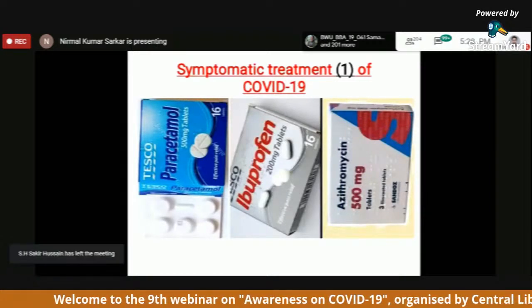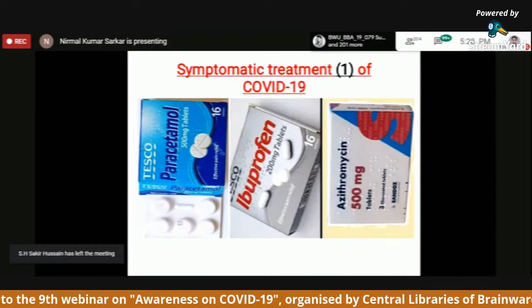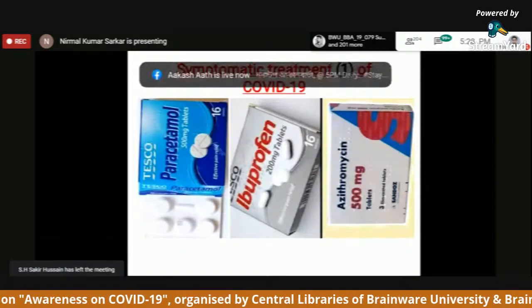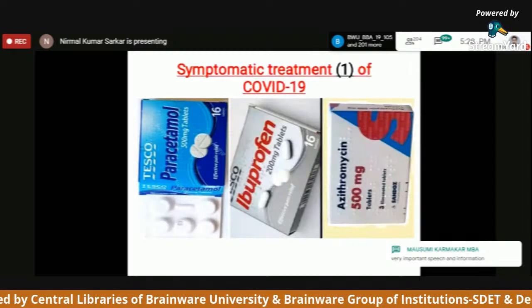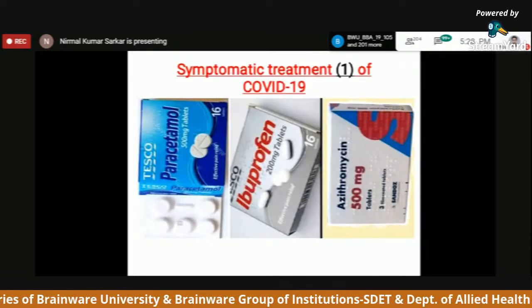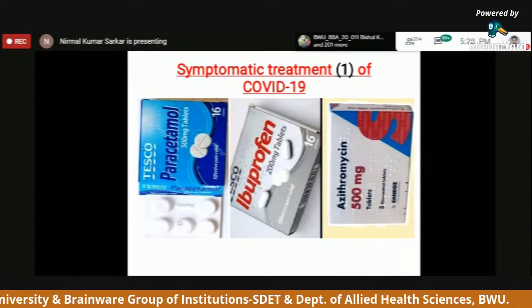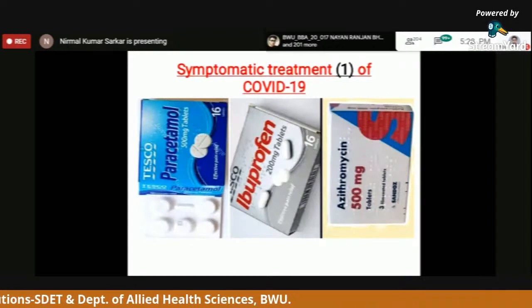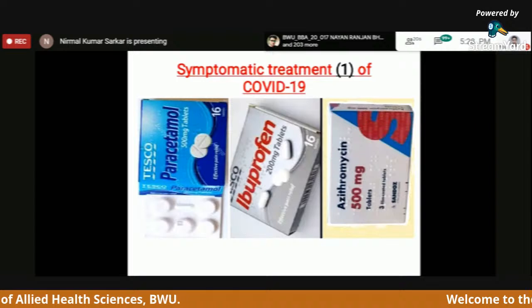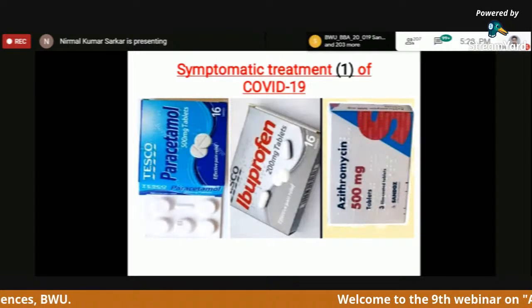Again, an antibiotic, azithromycin, is frequently given to check secondary bacterial infections in the respiratory tract. It acts by binding to the 50S or large subunit of bacterial ribosomes and thereby inhibiting protein synthesis by the bacteria.